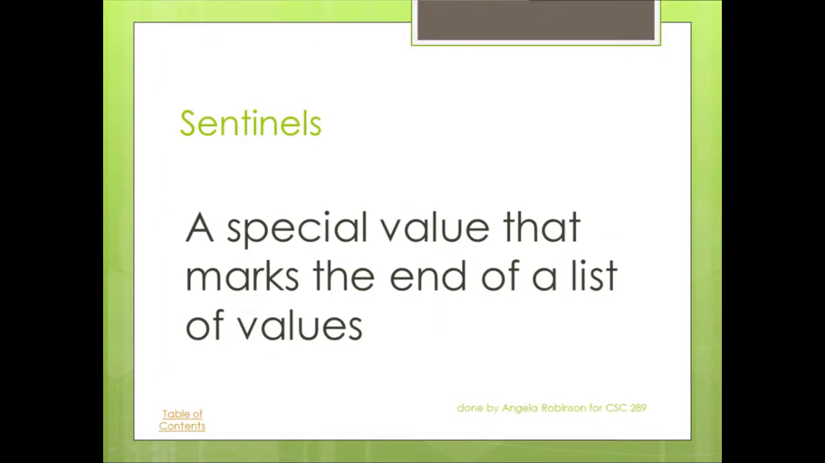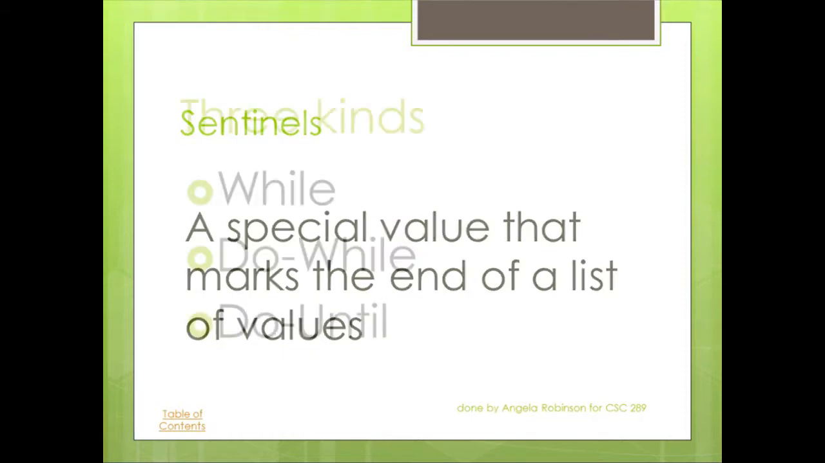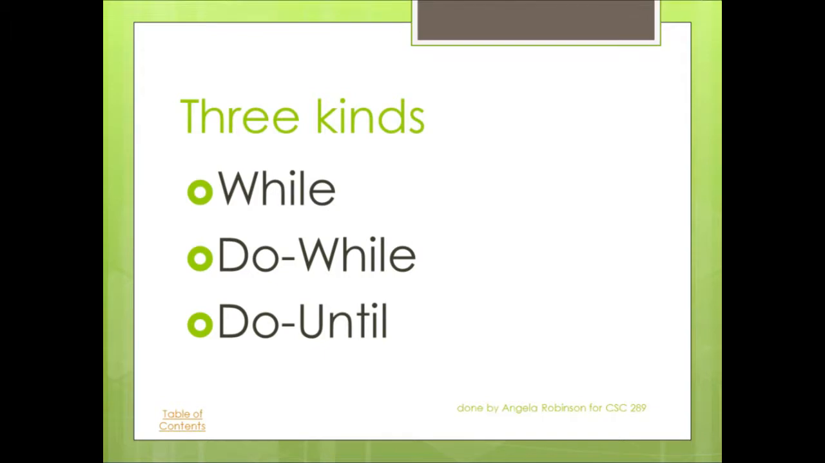Many programmers design condition-controlled loops using what is called a sentinel. This is especially true when they are having the program ask the user to put a list of information in, like employee hours. There are three kinds of condition-controlled loops: the while loop, DoWhile Loop, and the DoUntil Loop.